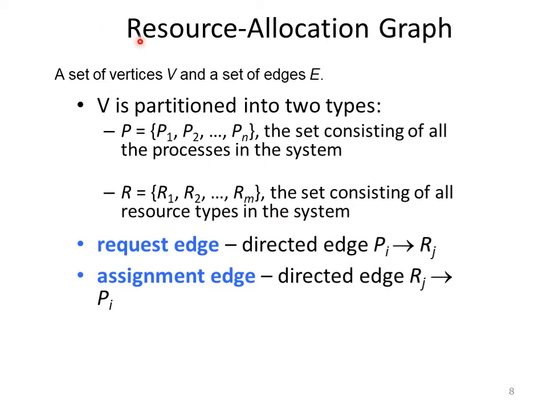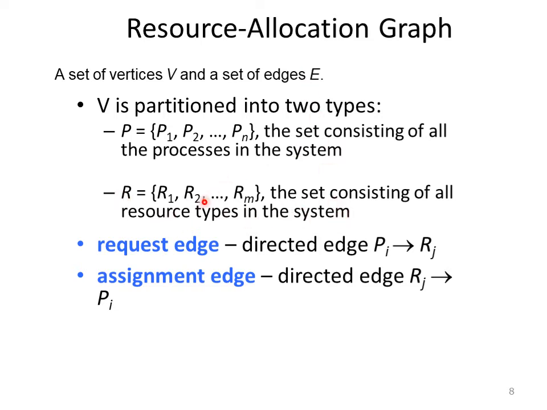In a deadlock, we are using one data structure known as resource allocation graph. And this graph consists of set of vertices V and set of edges E. Set of vertices V is partitioned into two types, P and R. P represents the set of processes in the system, and R represents the set of resources of the system.